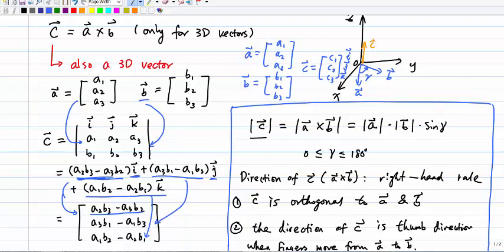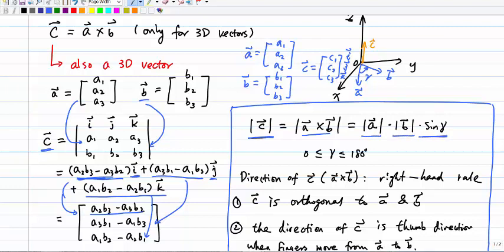Similar to the dot product, the cross product also has a physical meaning. Different from the dot product, which only gives us a scalar, the cross product is a vector, so we have both a magnitude and a direction. First of all, the magnitude of the C vector is the magnitude of A cross B, which is the magnitude of A times the magnitude of B times sine gamma.